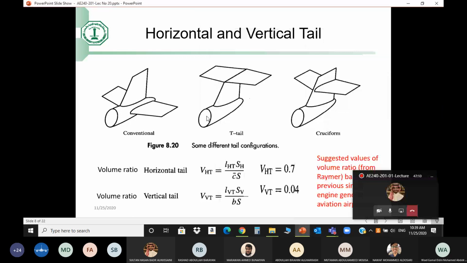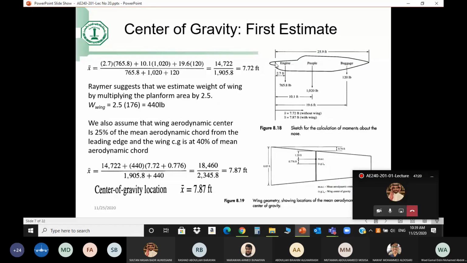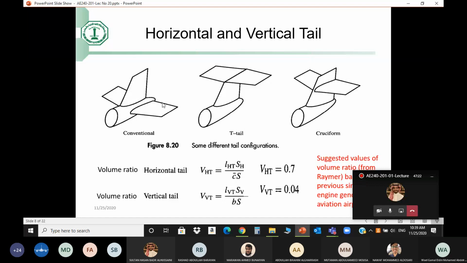Okay. The last item that we will look at today is the tail. Now that we have decided on where the CG is, at 7.87 feet from the nose, how big and how far the tail is going to be. The tail's main purpose is to generate moment about the CG. And I understand some of you have not taken any AE course before. So for this, please bear with me here as we explain how the tail works.